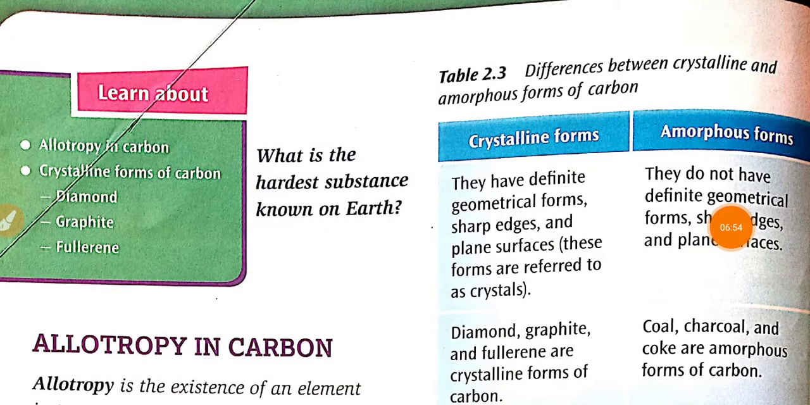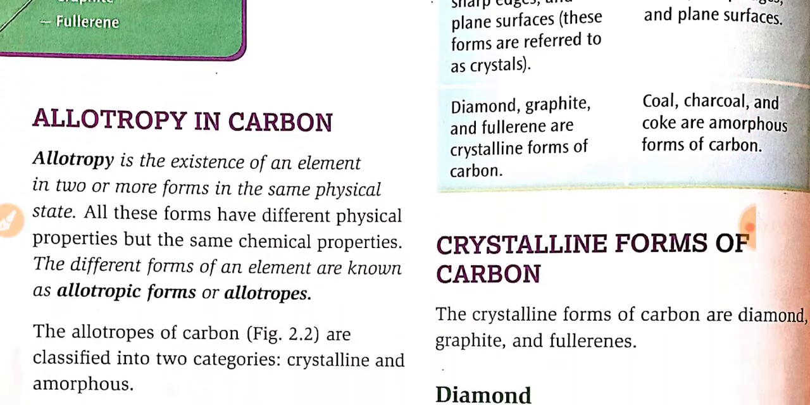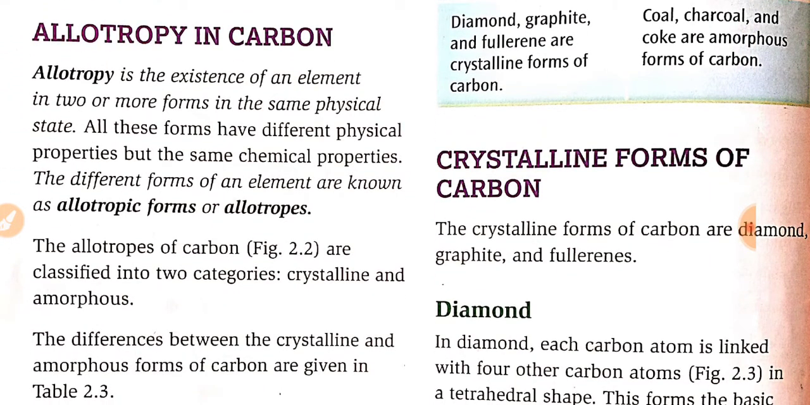Now we read about the allotropy in carbon. Okay, first a question for you: what is the hardest substance known on earth? Probably many of you give the right answer that diamond is the hardest substance known on this earth. So what is allotropy? Allotropy is the existence of an element in two or more forms in the same physical state. All these forms have different physical properties but the same chemical properties. Okay, the different forms of an element are known as allotropic forms or allotropes.